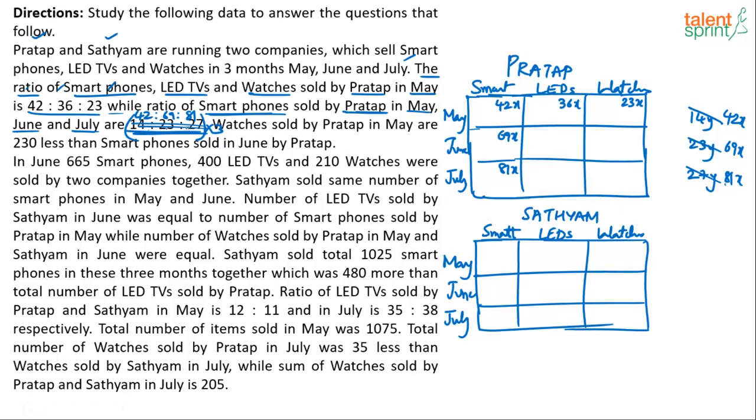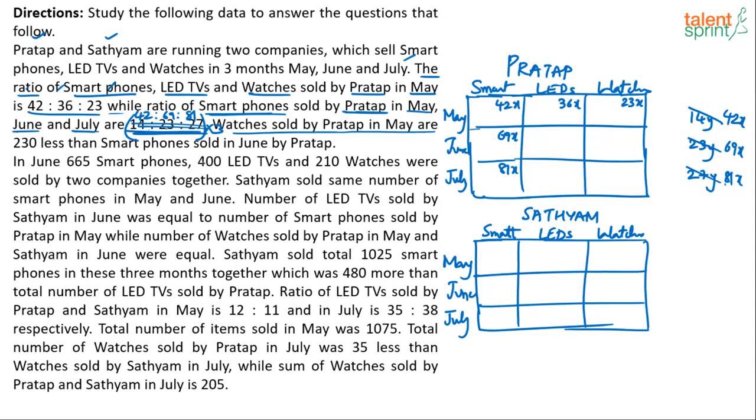So 14, 23, 27 has been converted to 42, 69 and 81. So smartphones in May to LEDs in May to watches in May, versus smartphones in May to smartphones in June to smartphones in July, have a common thing, right? Smartphones in May. Both can be represented with 42x. Moving on. Watches sold by Pratap.